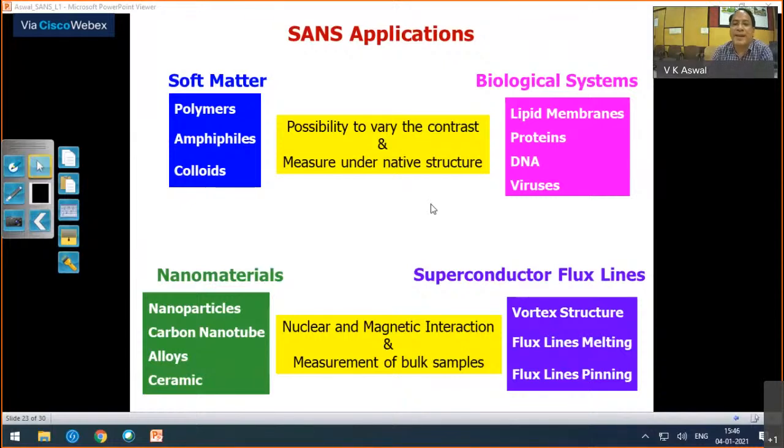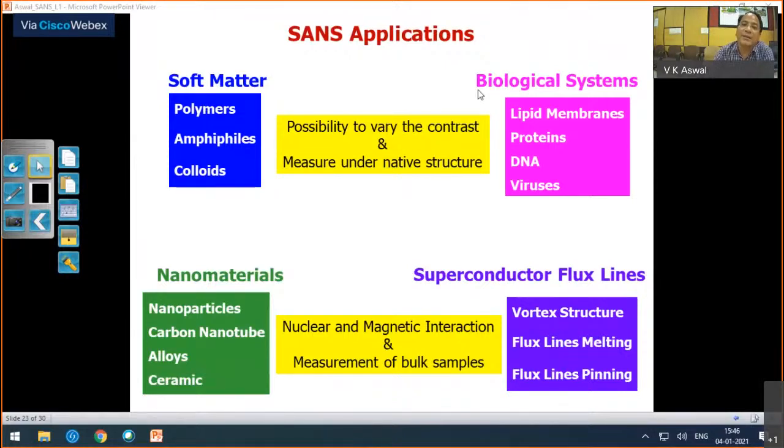So where are the applications? What different kinds of systems are studied by small angle neutron scattering? Soft matter is one, for example, to look at polymers, amphiphiles, colloids. Then biological systems, with components like lipid membranes, proteins, DNA, viruses. I would say that 70 to 80% of small angle neutron scattering is used for these kinds of systems, soft matter and biological systems.